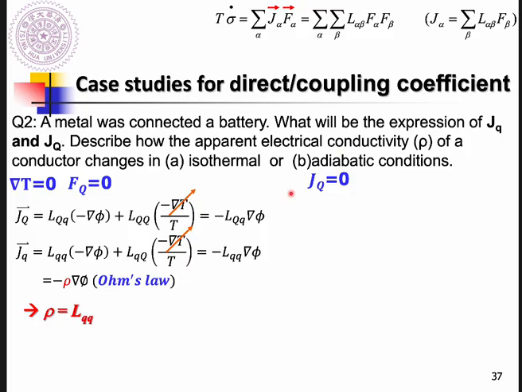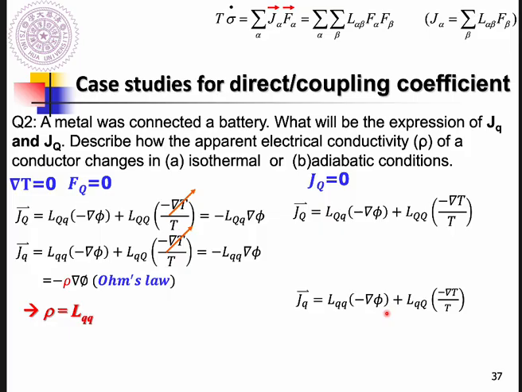Question B is an adiabatic condition. We also need to write down J capital Q and J small q, so I write them down. Then this equals 0, so this is 0, right? It's easy. But how do we get this one? Because we have quite different terms, the electrical potential gradient and the temperature gradient. As I mentioned before, you either express this in terms of the temperature gradient or in terms of the electrical potential gradient. Then you can combine them together.